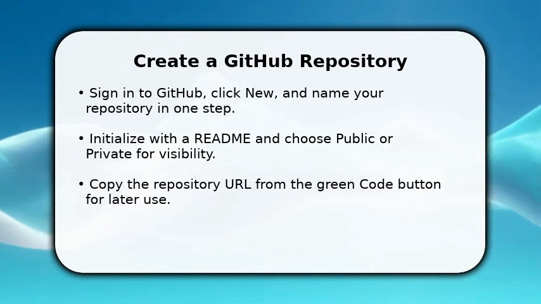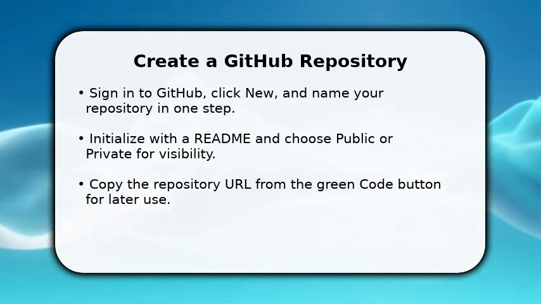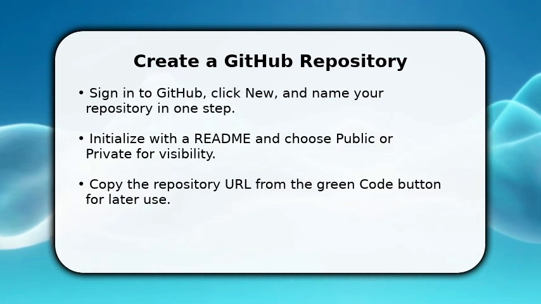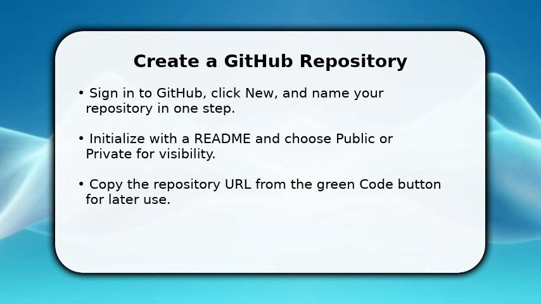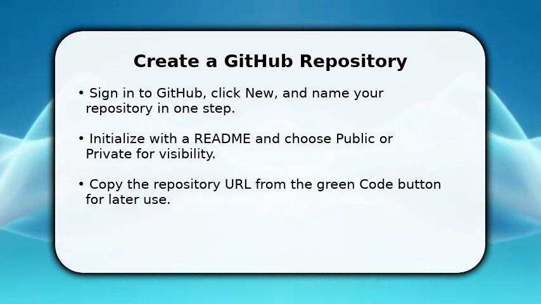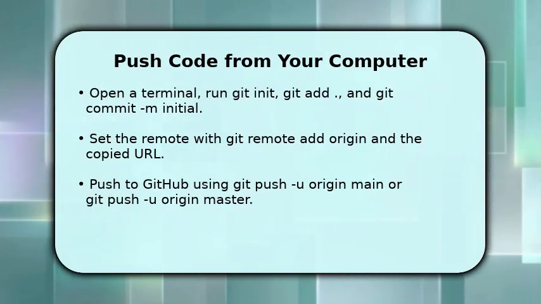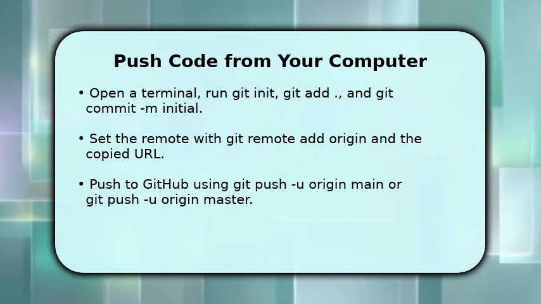Choose a license if you want specific reuse terms right away. Click Create Repository and then click the green code button to copy the repository URL for local linking. Open a terminal in your project folder and run git init to start version control.